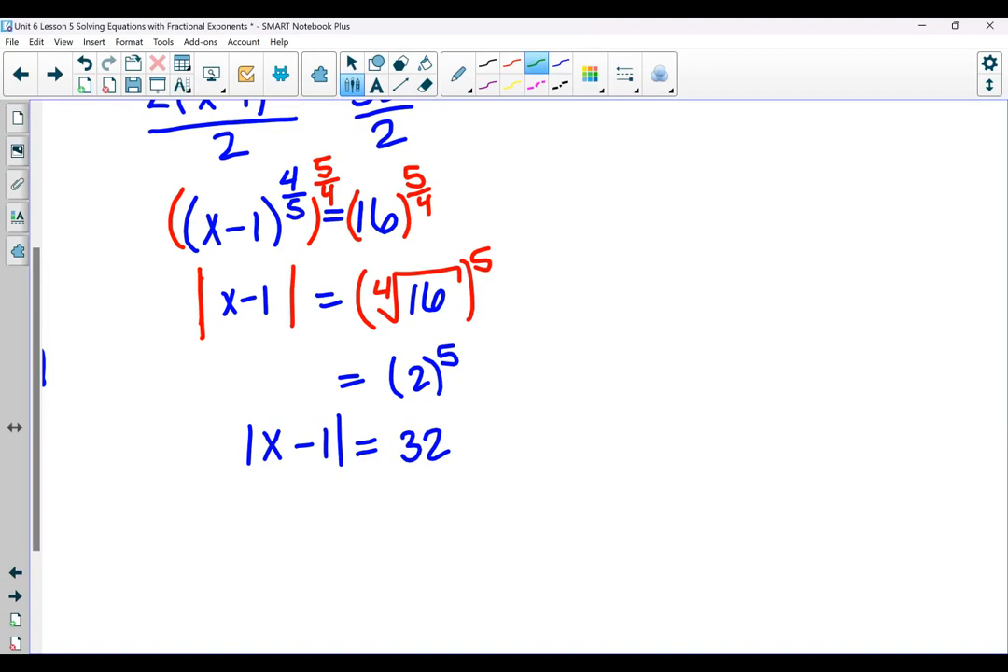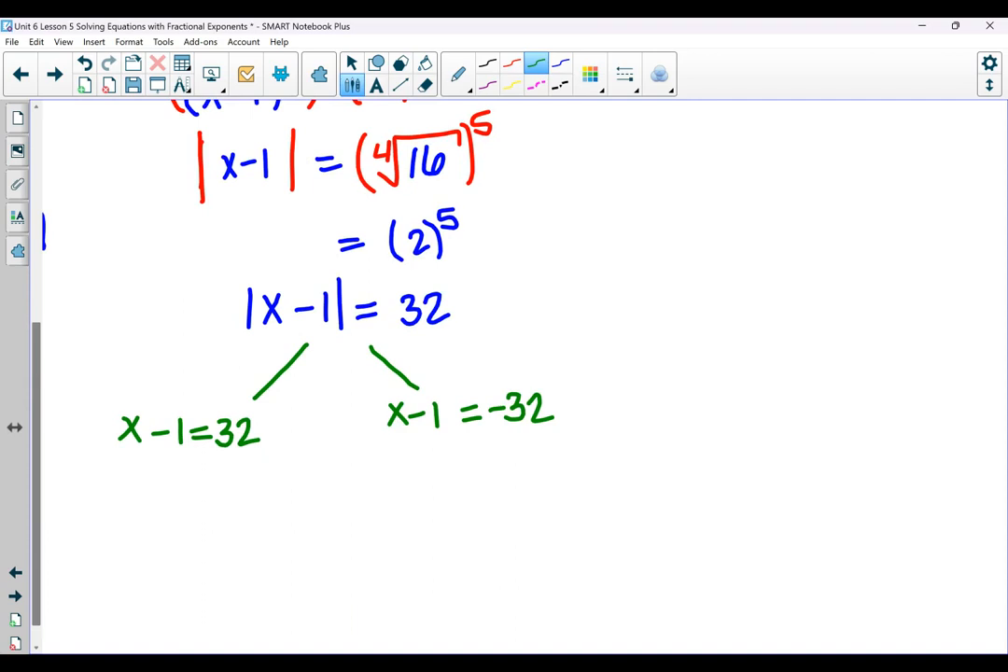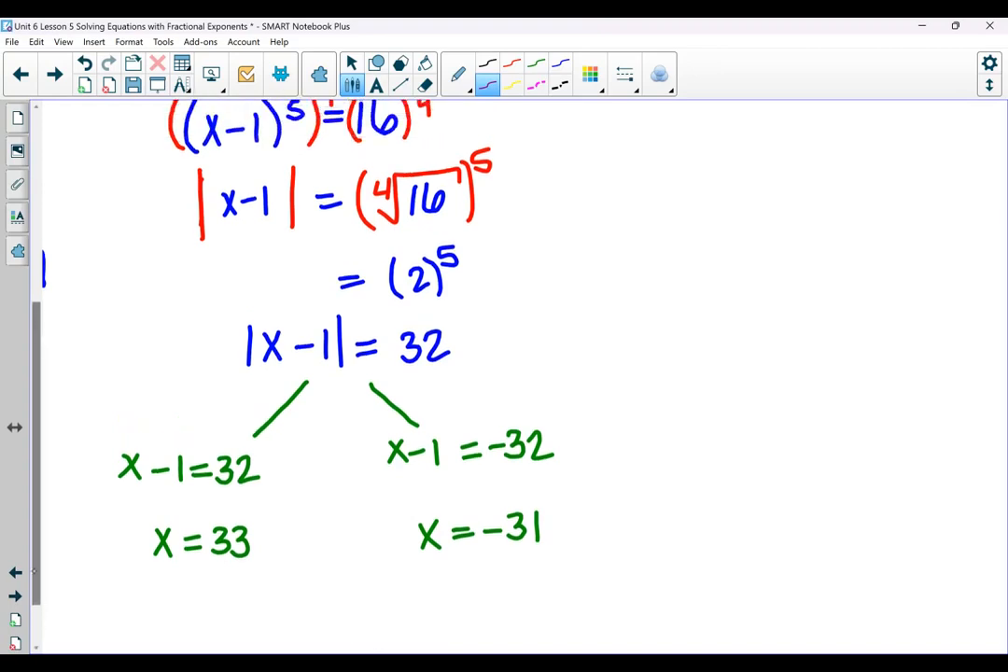I know from solving absolute value equations that in order to solve this, I need to isolate my absolute value, which is already done for me. I have the equation as I see it, and the equation with the absolute value inside never changing is equal to the opposite of the other side. So the opposite of 32 is negative 32, giving me x values of positive 33 and negative 31. I'm not finished though. I do have to check these answers, so I'm going to go back and substitute into the original problem.